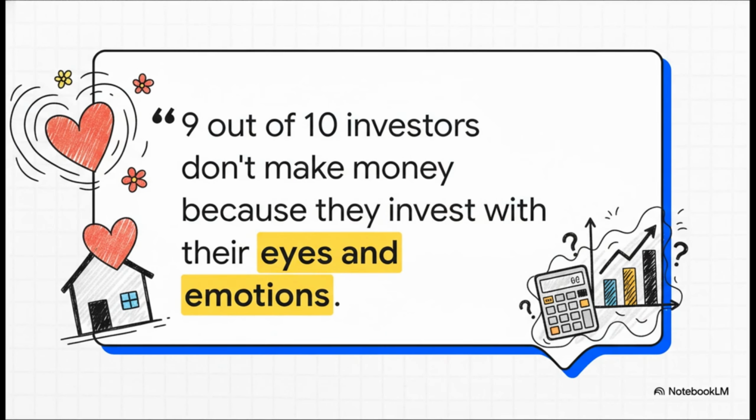And here's the stark reality of it, right from the source material. An estimated 9 out of 10 investors fail to make any real money for this exact reason. They invest with their eyes, they invest with their emotions, they fall in love with a property and just completely ignore what the numbers are screaming at them.